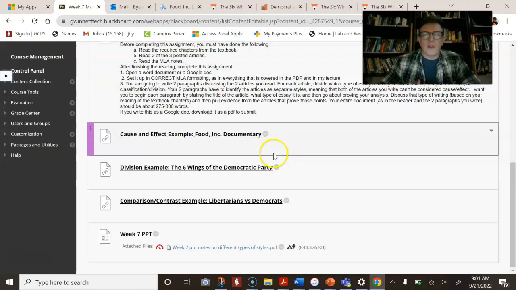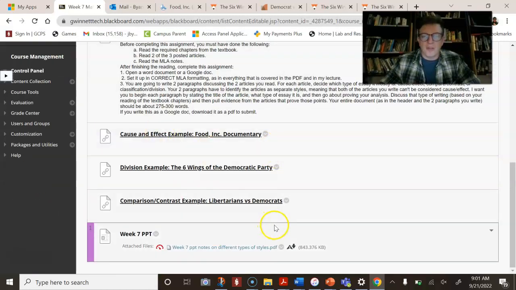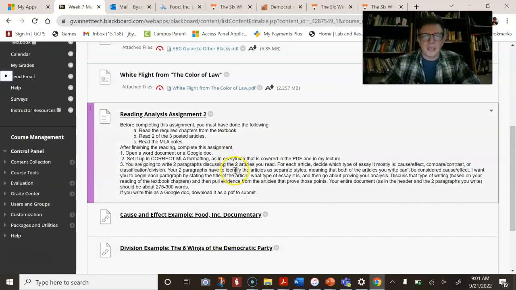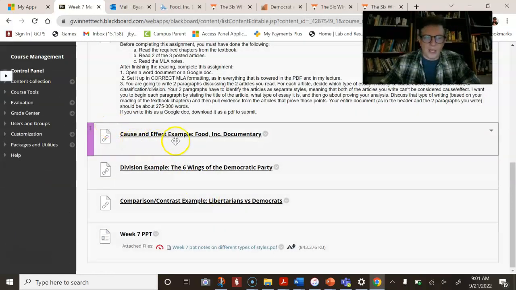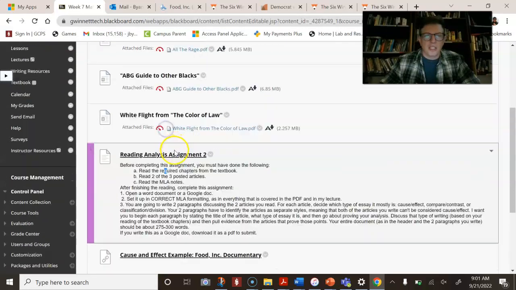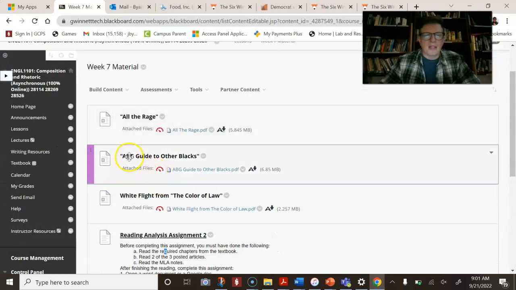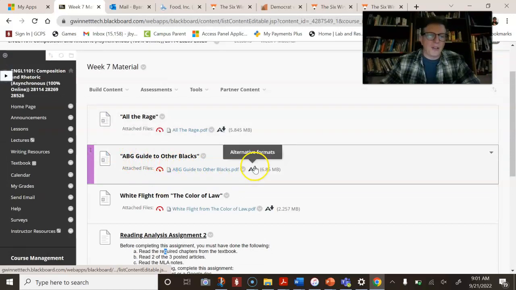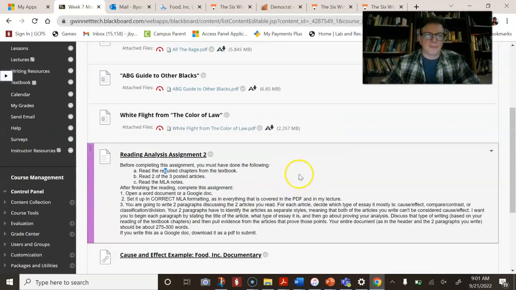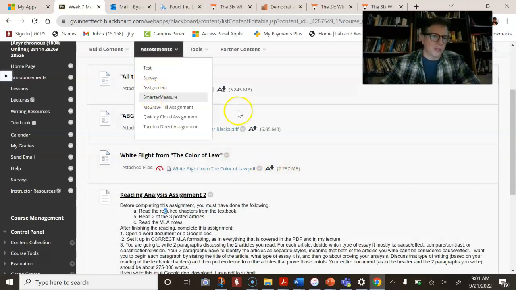I hope that makes sense. If you don't have the textbook, you can just follow my notes from the PowerPoint. The notes will tell you, as I've already gone over, what is cause and effect, what is division, classification, what is comparison, contrast. You're essentially writing an argument saying, okay, I read the ABG Guide to Other Blacks, and this article is clearly a cause and effect article. White Flight, All the Rage.